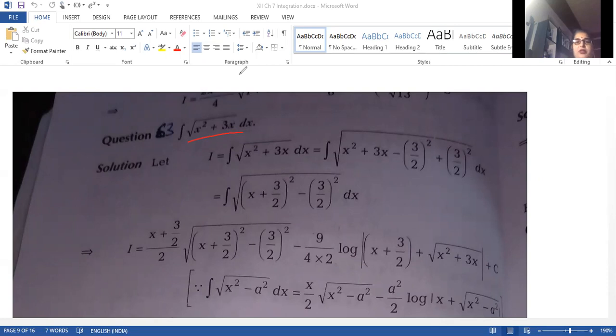How can we make it a perfect square? Yesterday also I told you. x square plus what we are having? We are having a square plus 2ab, 2 into x into what we are having? We want 3x here. So if I write 3 by 2 as b, 2 will get cancelled with this 2. So you will have 3x only.